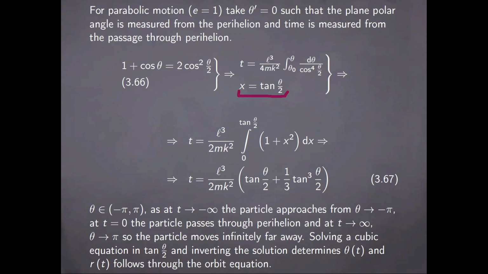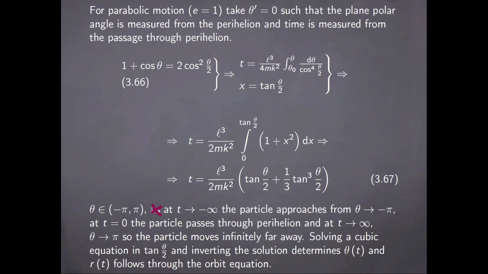So tangent of theta over 2 is some variable x, and then time can be calculated as this integral, which is straightforward to carry out and leads to the result here. Now, if we take theta belonging in the range from minus pi to pi, then this shouldn't be here.